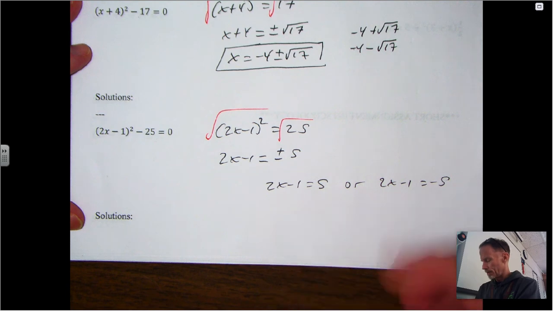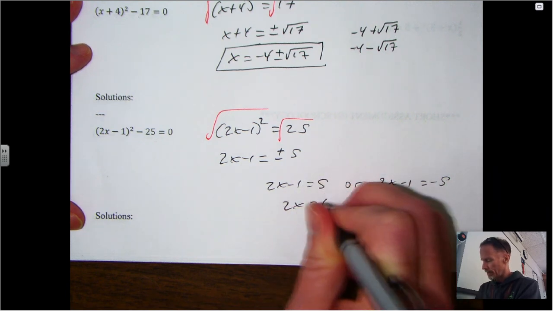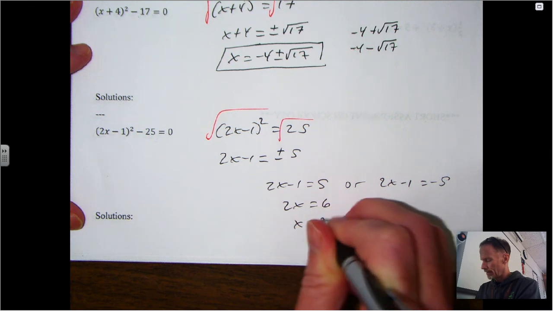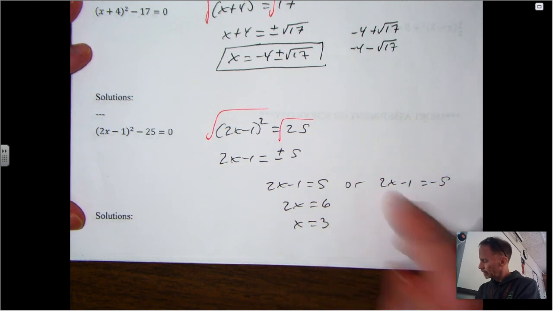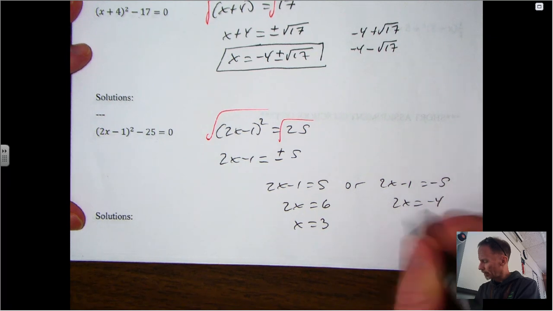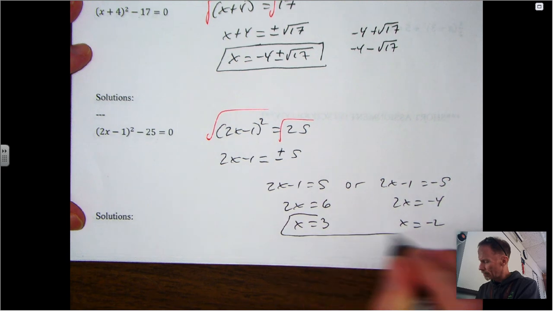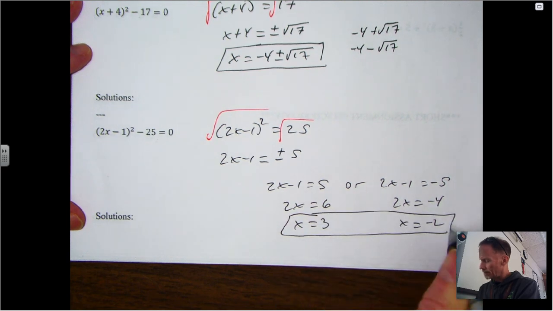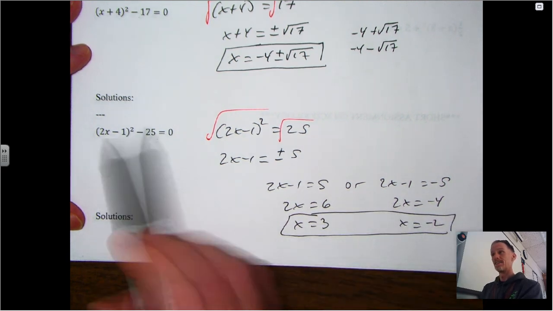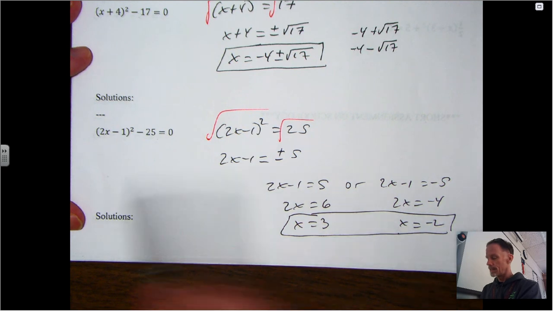And then just solve both of those and get x by itself. So add 1 to both sides. You got 2x equals 6, x equals 3. Add 1 here, 2x equals -4, x equals -2. What that actually tells you, ladies and gentlemen, is that if you had this in standard form, you would have been able to factor it to find the solutions. But this is what your vertex form is.